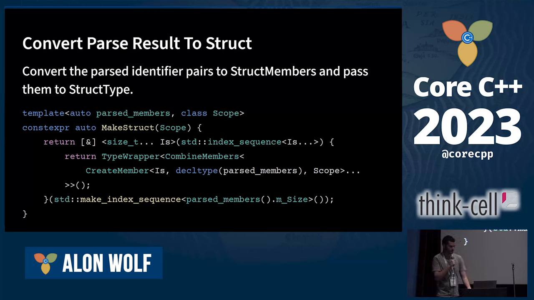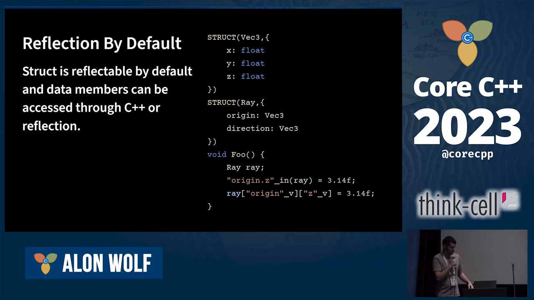In order to convert our parsing result into the actual struct, we take every pair of identifier and create a struct member for it. Then we pass the struct members into the combined members and get the final struct type. The result is we can write structs like this.